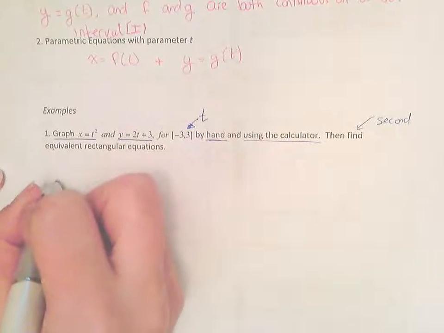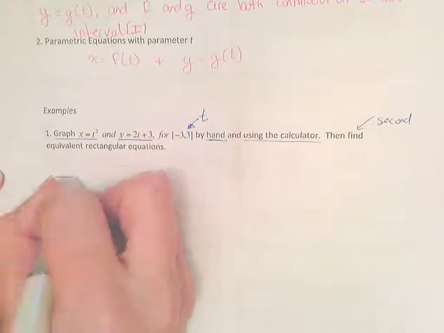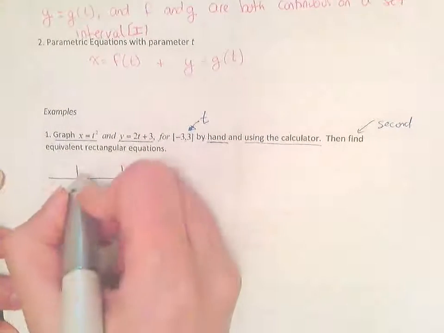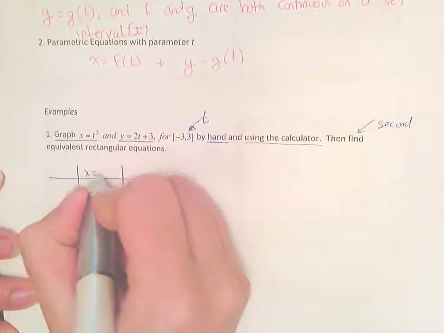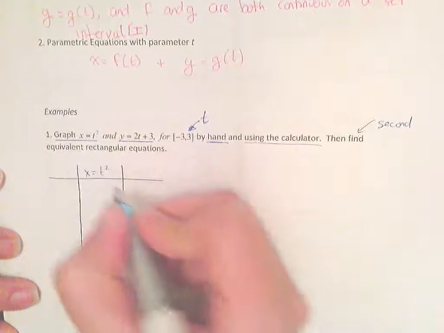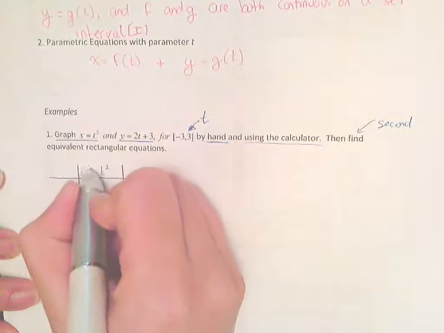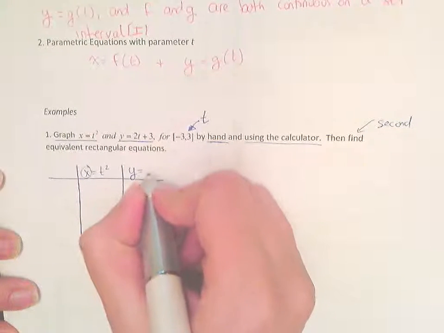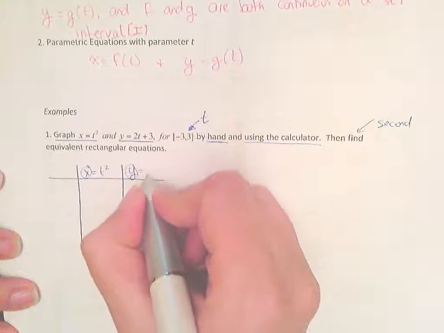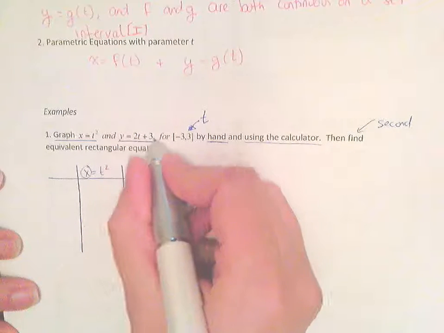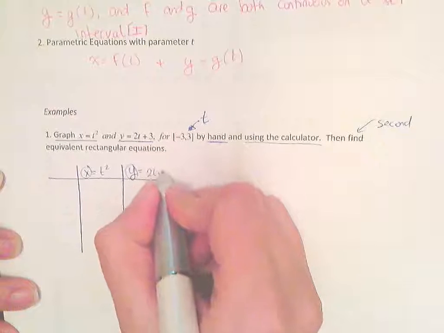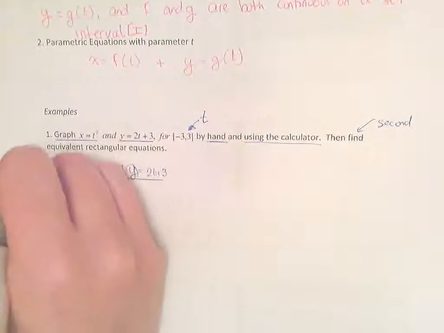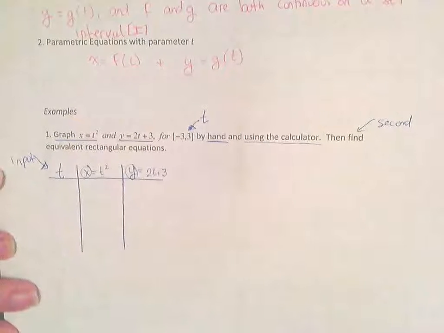Basically, what we're going to do to graph this, we're going to make an x and y table. Alright? Now, this side of the table is for the x. So it's for this equation. So we're going to get the x. And for here, we're going to plug in to get our y. And to get our y, we're going to plug into this equation, so 2t plus 3. And then our input in both of these was t.